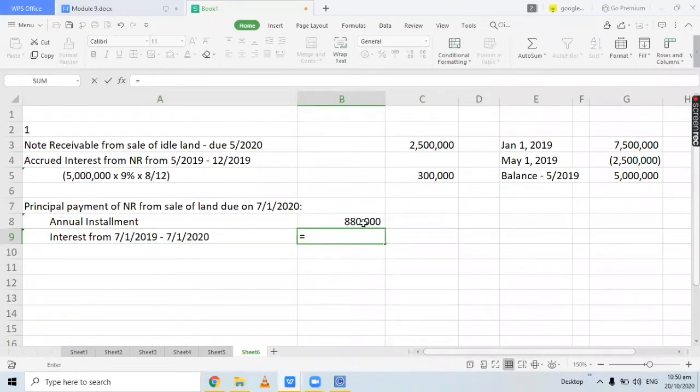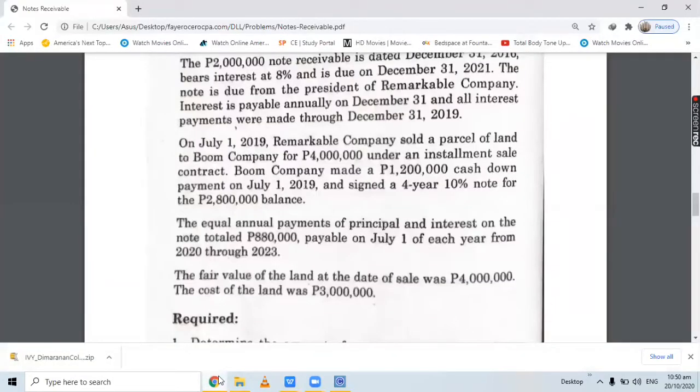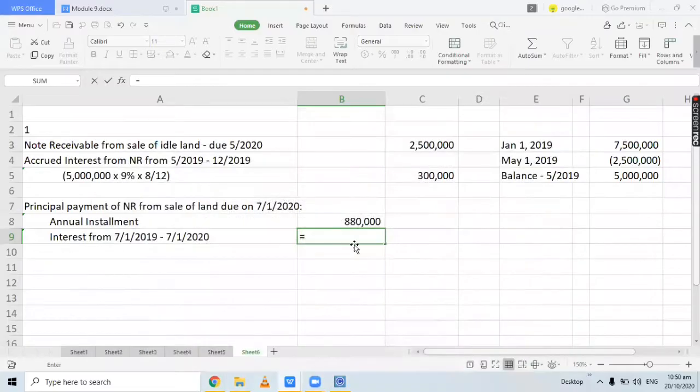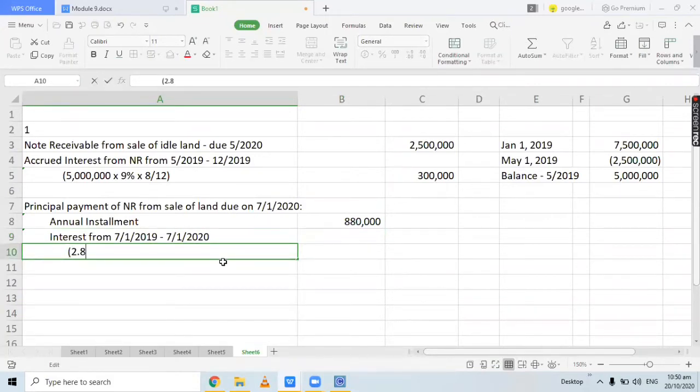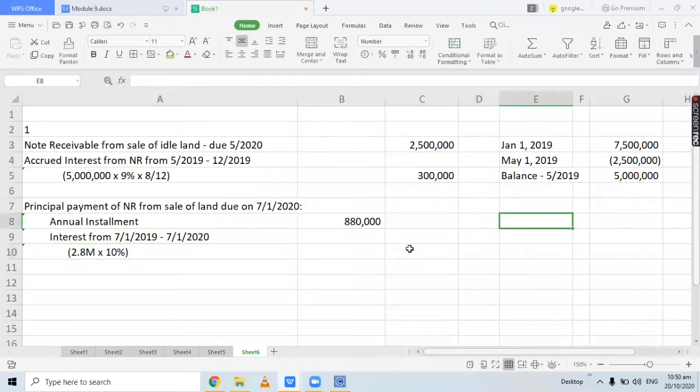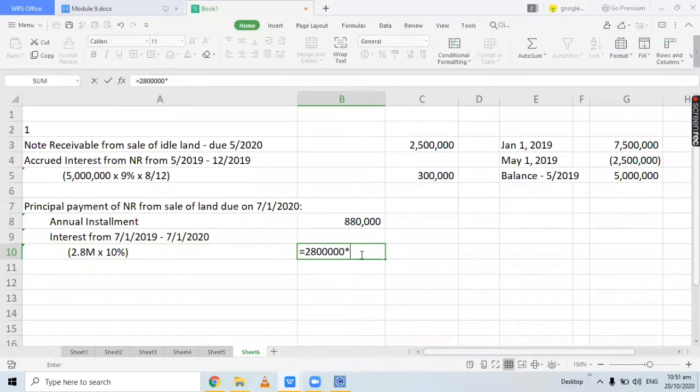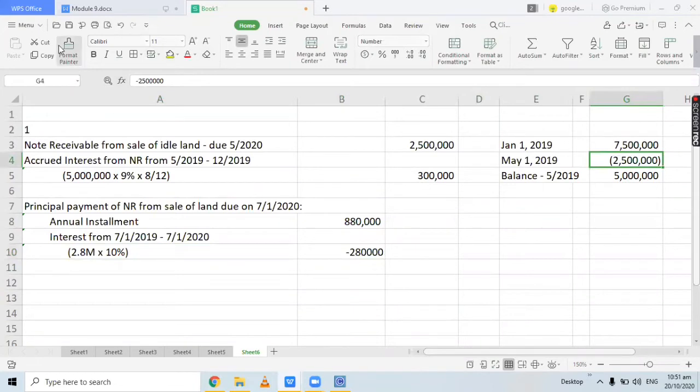How are we going to get that? So the notes receivable amount is 2.8 million times 10%. So from here, we can get the principal out of the 880 is actually 600,000.